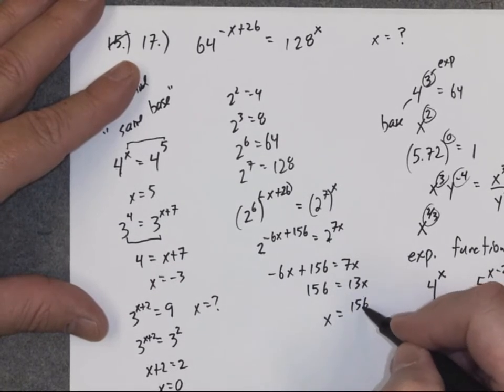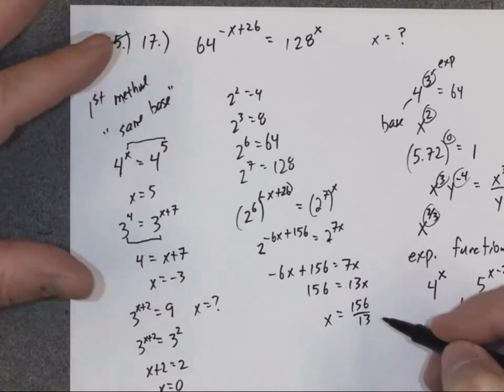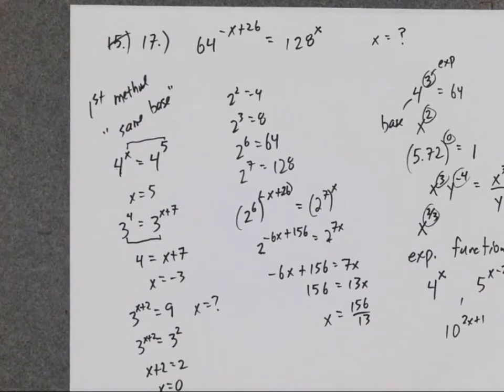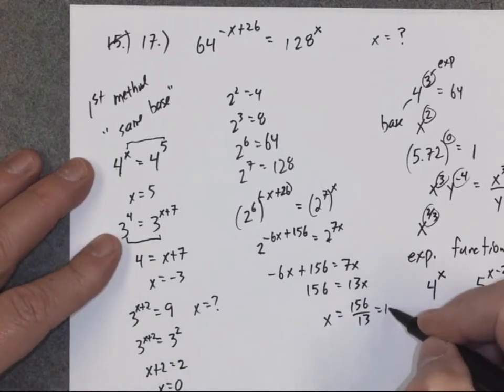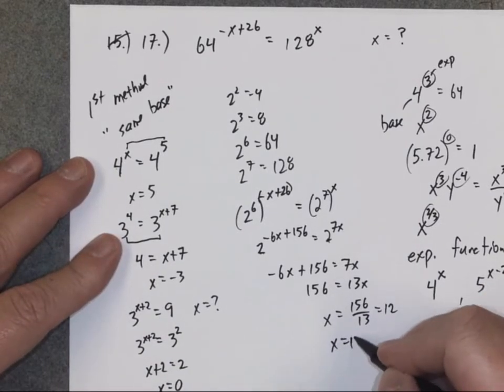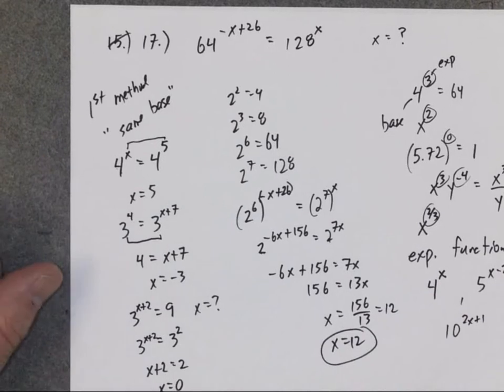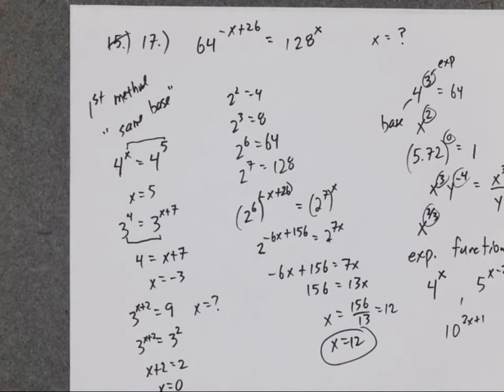so I don't know if this reduces or not. This number looks pretty ugly. Get my calculator. Hope I didn't make a math error. 156 divided by 13 equals 12. Wow. So I've now solved that equation.